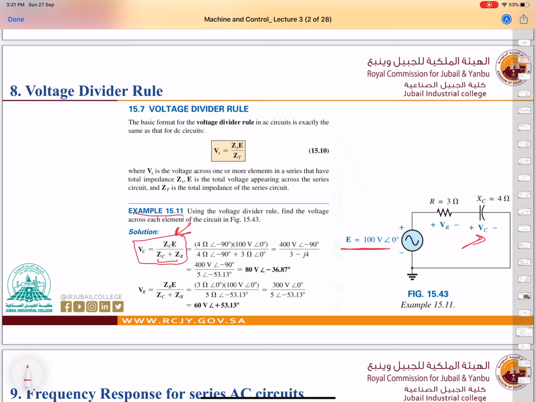This is the formula of the voltage divider rule. As you can see here, if we start with VC, here should be ZC. If we start with VR, here with the source should be ZR. And you can find that ZC plus ZR and ZC plus ZR, so they are the same.